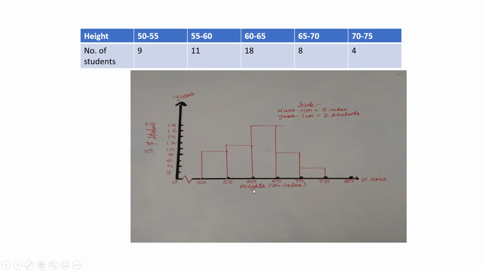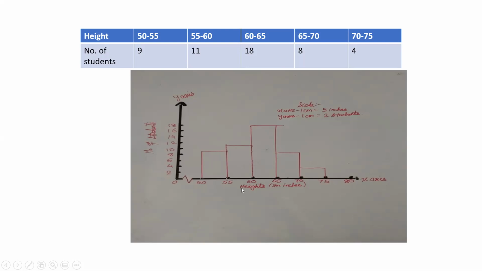Similarly, 55 to 60 is 11, so it is in between 10 and 12. So this is 55 to 60. In the similar manner, students, we can construct 60 to 65, 65 to 70, and 70 to 75. In this manner, whatever data was given, we have made a histogram of it.